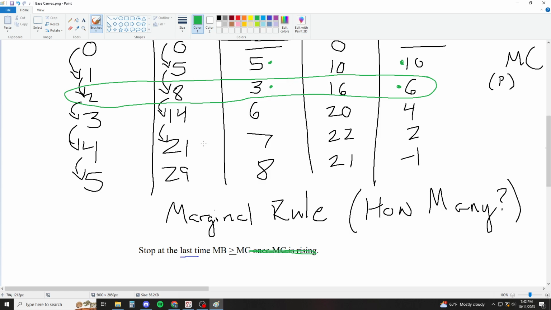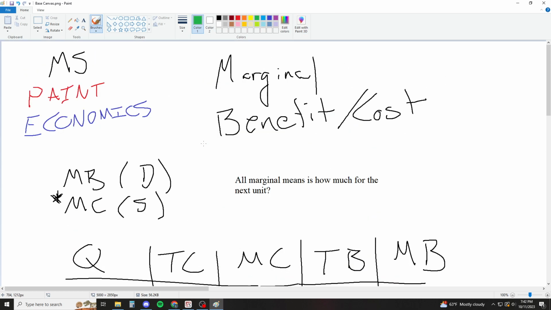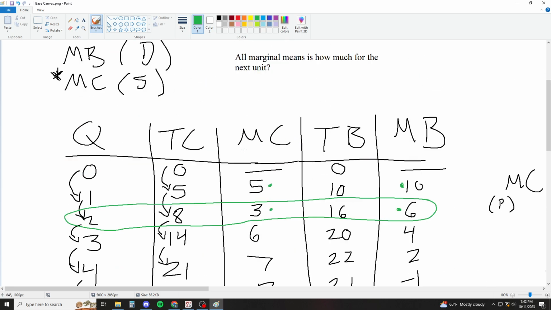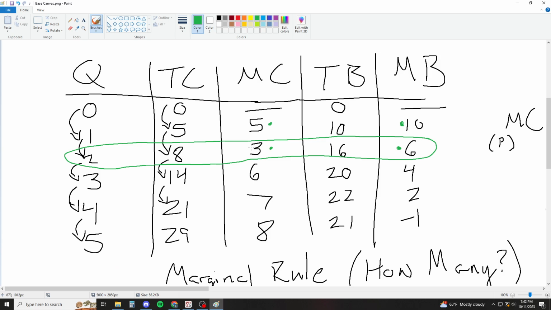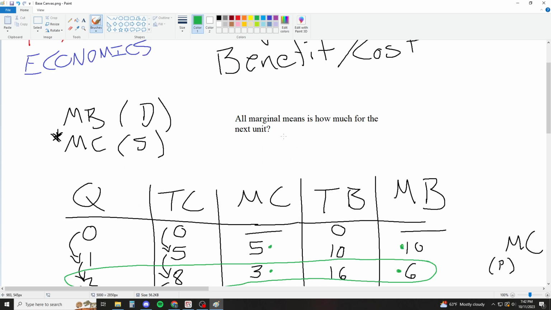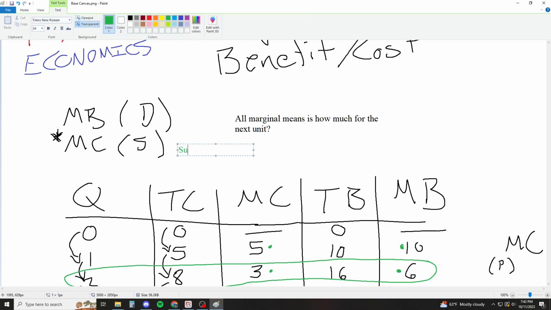The last thing I want to mention, this is a bonus. This is not related at all to this chart. It's not related at all to MB greater than MC and the marginal rule. It's related back to supply. I didn't mention it in the supply video just because we hadn't talked about marginal cost. Super technically, supply is the upward sloping portion of marginal cost.